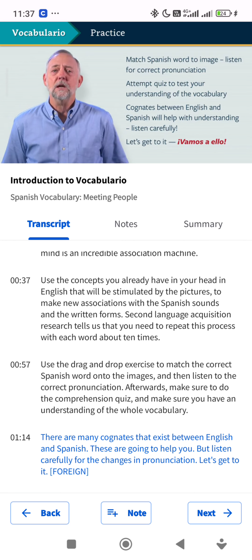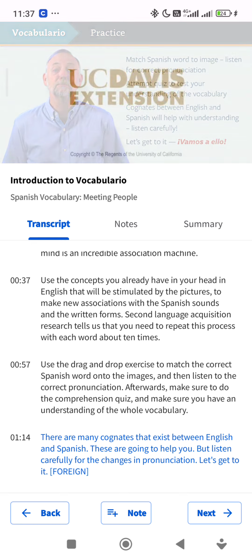vocabulary. There are many cognates that exist between English and Spanish. These are going to help you, but listen carefully for the changes in pronunciation. Okay, let's get to it. Vamos a ello.